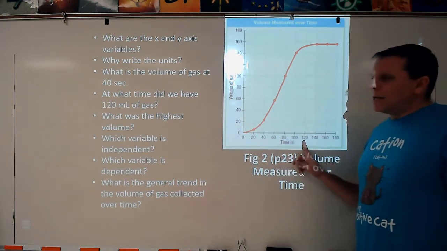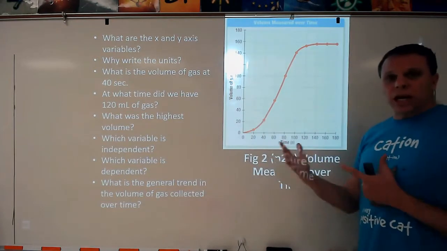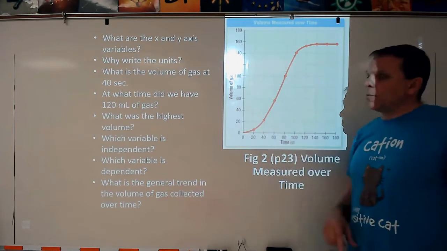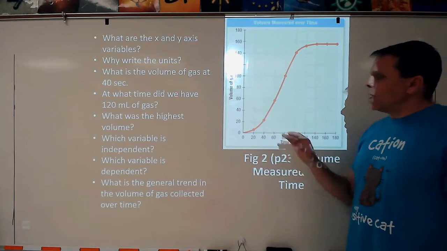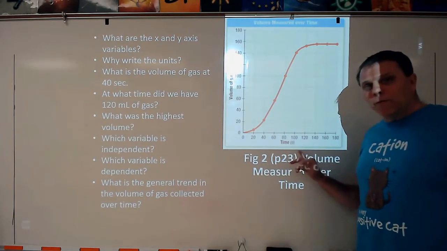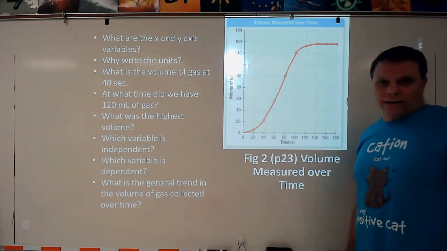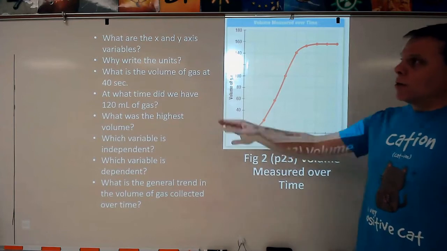So time is the independent variable, and the volume is going to change based upon the amount of time that you're measuring it for. So the volume of gas is the dependent variable, okay? So make sure you know those. We typically put the independent variable on our x-axis, and we put the dependent variable on our y-axis, okay? That's a standard practice in science. All right, so we've done that top one.